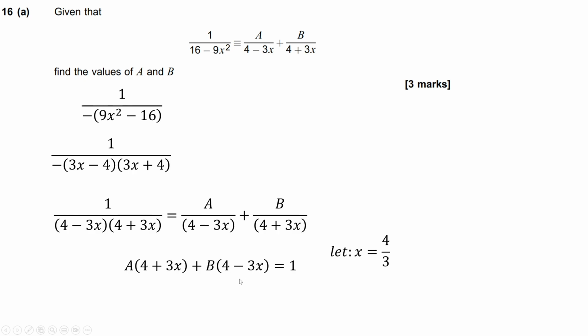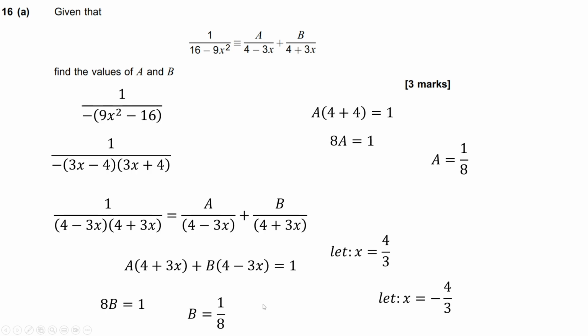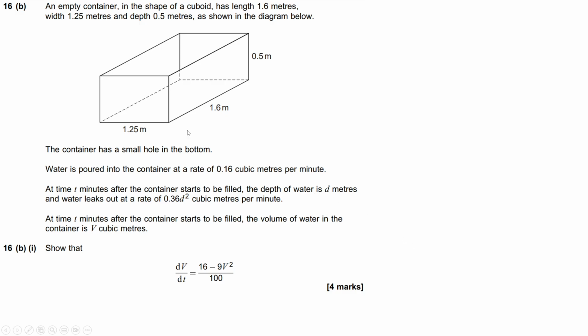So this entire thing goes to 0. And then when you plug in x equals 4 over 3 into this one here, you'll just get 4 plus 4, which is 8a equals 1. So a equals 1 over 8. And then when x equals minus 4 over 3, just by setting this bracket here equal to 0 and then solving for x, the a goes away to 0, and then we can find out what b is. It's also 8b, so b equals 1 over 8. Okay, and that's fine. That's what I wanted us to do.